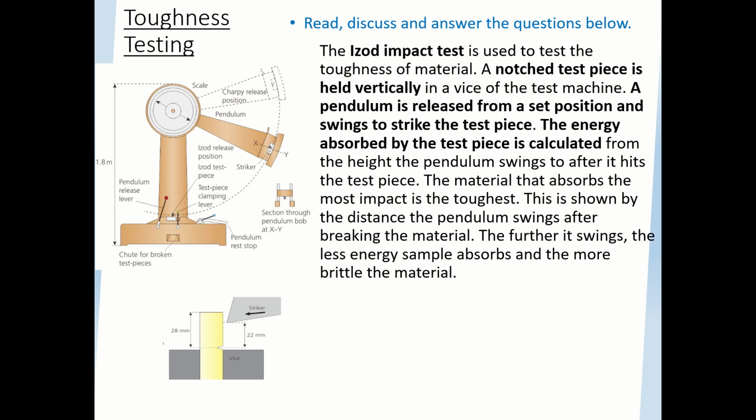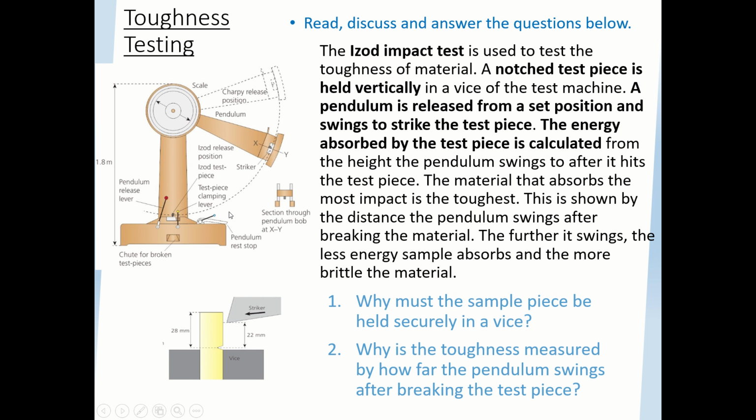So the material absorbs most of the impact, and if it absorbed most of the impact and didn't move very much, the pendulum, that would be tough. If the pendulum just swung straight through it and it snaps and carried on going, that would suggest it's quite a brittle material, not tough. So why must it be held vertically?